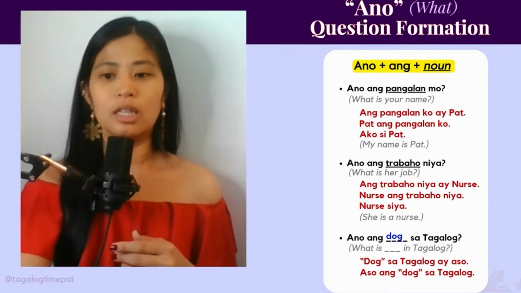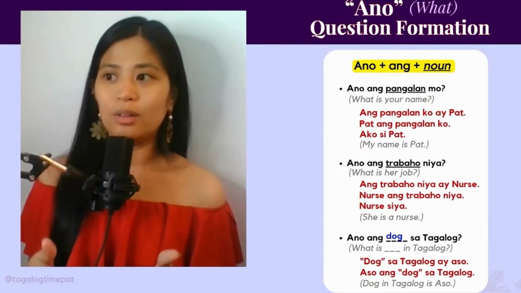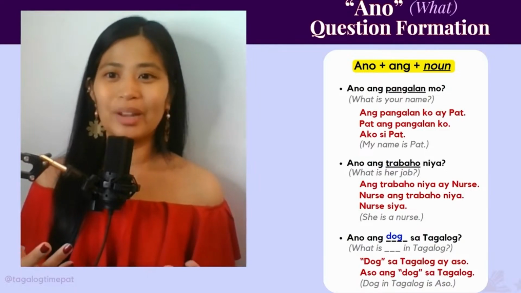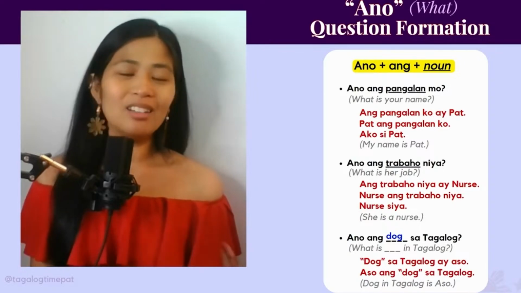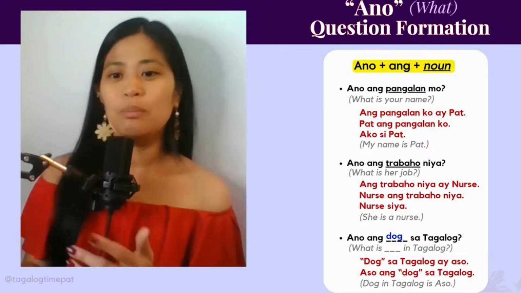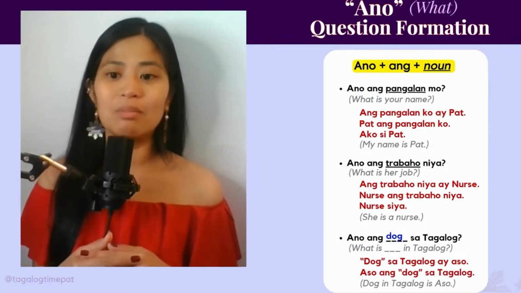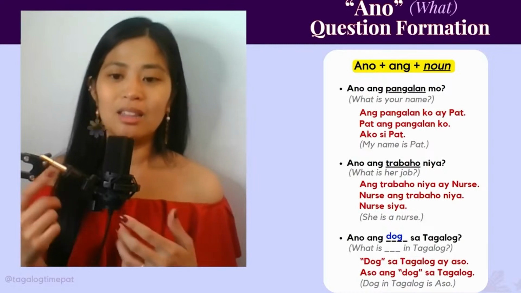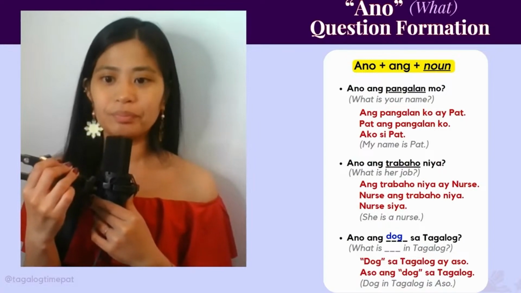Aso ang dog sa Tagalog. So these both mean dog in Tagalog is aso. You might be wondering, why are there so many different ways to respond? I think it's just that a lot of languages have that. You can move around some of the words, change up the grammar a little bit, and it means the same thing, but there are certain phrases or certain ways that things are more used in common conversation.